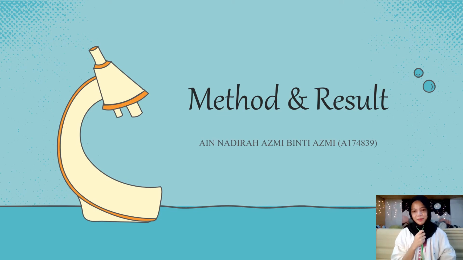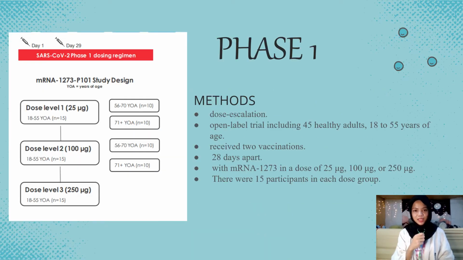Hello everyone, my name is Ain Nadira Azmi binti Azmi and I'm going to explain the method and the result of the COVID-19 vaccine mRNA 1273. The method used in the study was a dose-escalation, open-label trial including 45 healthy adults 18 to 55 years of age. They received 2 vaccinations 28 days apart with mRNA 1273 at a dose of 25 microgram, 100 microgram, or 250 microgram. There were 15 participants in each dose group.